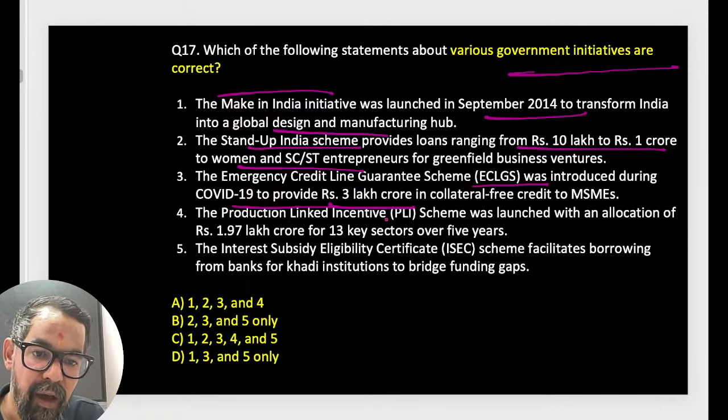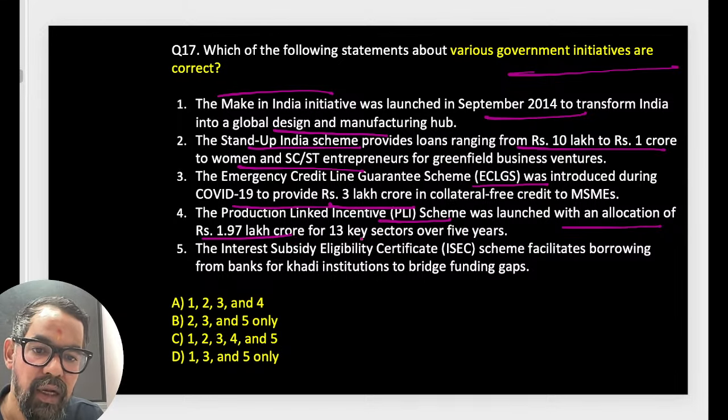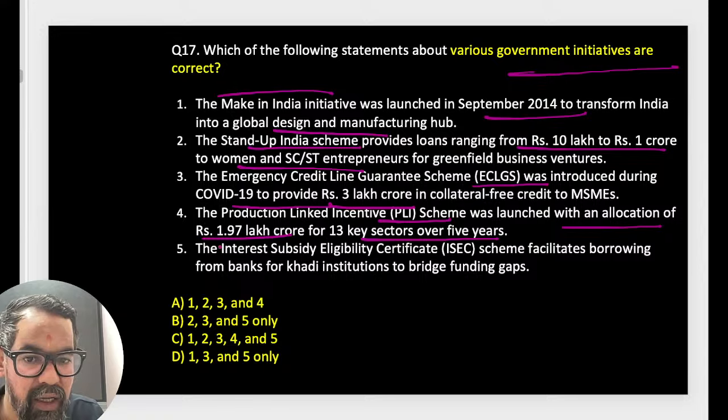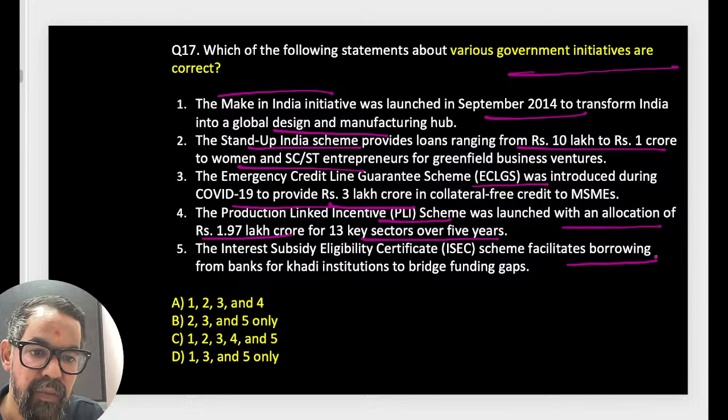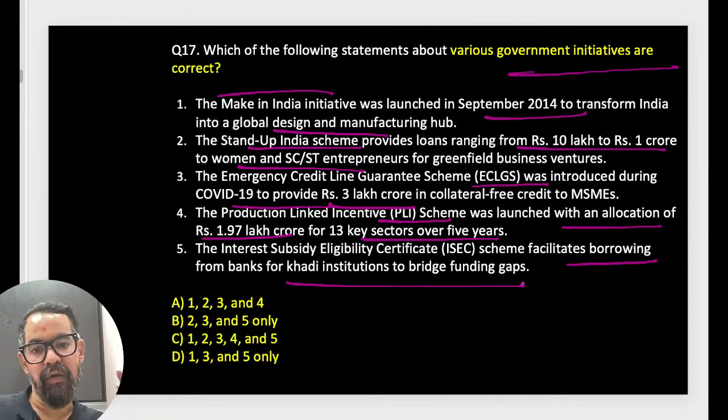The PLI scheme was launched with an outlay of 1.97 lakh crores. At that time it was 13 key sectors, I guess now we have added some others also. The Interest Subsidy Eligibility Certificate scheme facilitates borrowing from banks for Khadi institutions to bridge the funding gap.